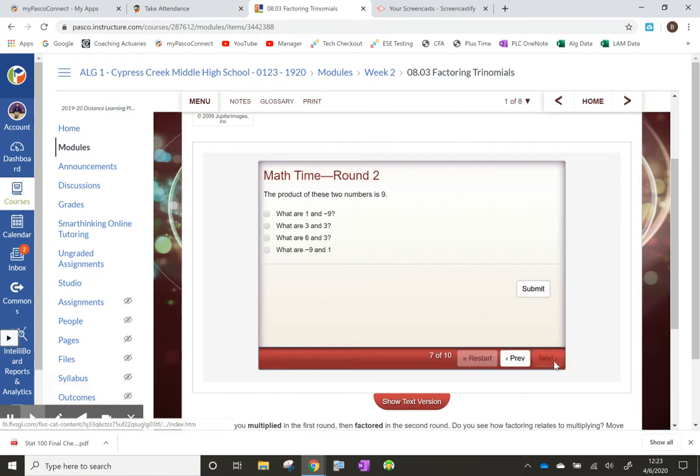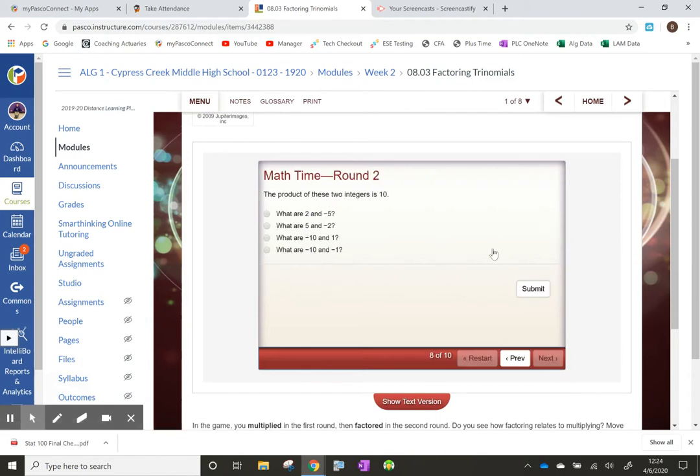Next one, number 7 out of 10. The product of these two numbers is 9. So what two numbers multiply to make 9? 1 times negative 9 is not 9. 3 and 3, that is, booyah. 6 times 3 would be 18. Negative 9 times 1 would be negative 9. So we want a positive 9. That is 3 times 3. Submit. Got it right. Let's go. I preemptively said got it right because I'm smart.